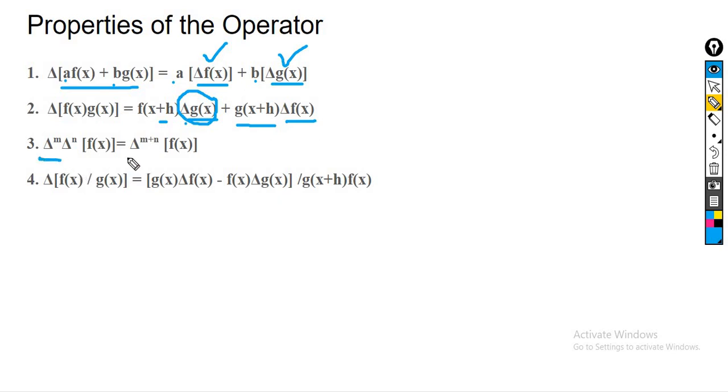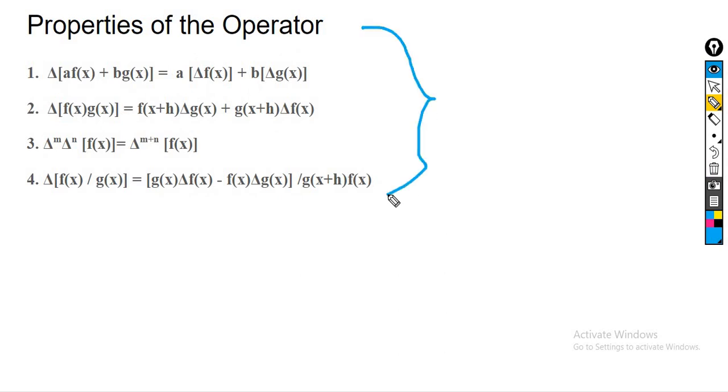If you are talking about the orders, and you have two different orders m and n working simultaneously, these will simply be added, so the order will be m plus n. Now if you have the division, earlier cases were the multiplication, here they will have the division. So if you have division, this will be g(x) delta f(x) minus f(x) delta g(x), divided by g(x) into g(x plus h). These are the important formulas for the operators. Just remember them, as they will help you in solving numerical problems.